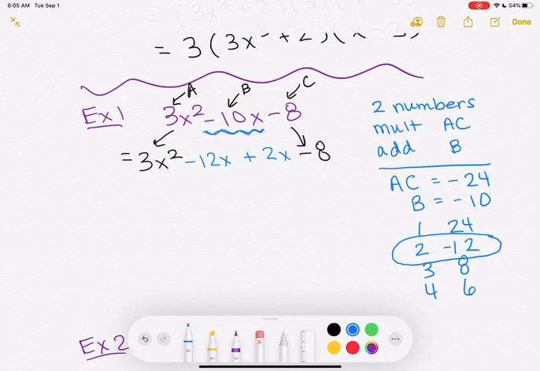Now look at that. Now I have 4 terms, so what do we do? Now we do factor by grouping. So right here, I want you to hit pause, give it a try, come back when you're ready. Just try to finish off this whole problem all by yourself. See if you can do it.